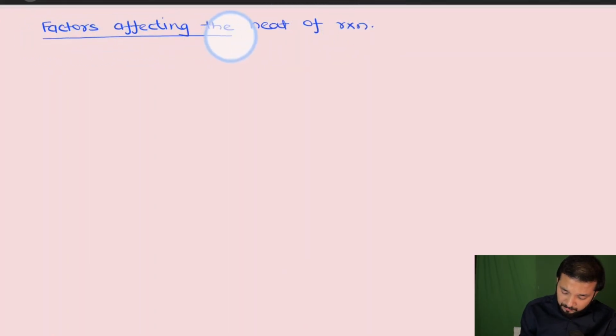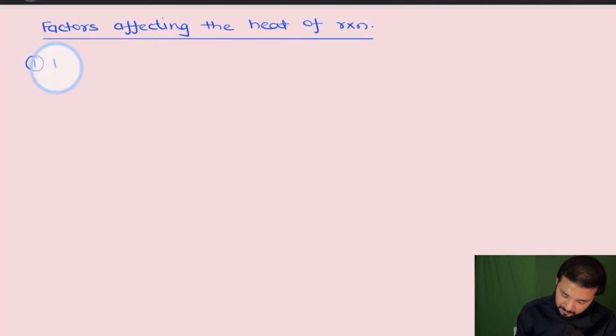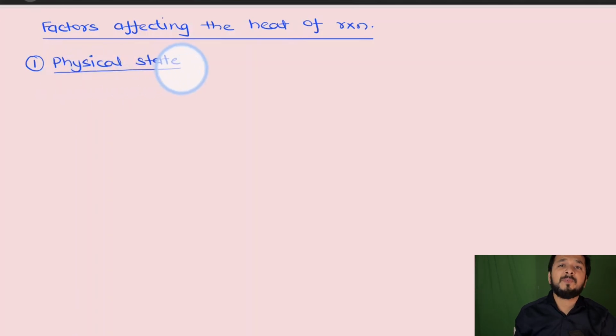Next, we'll discuss factors affecting the heat of reaction. First factor is physical state. Now, if the physical state of the reactant or the physical state of the product is changed, then the heat which is exchanged will also be different.